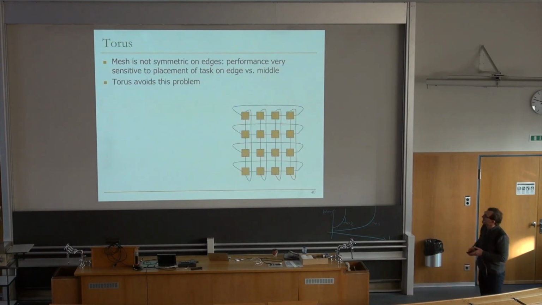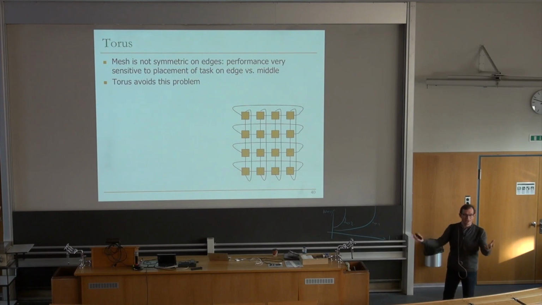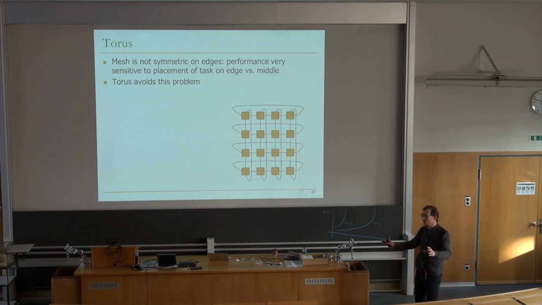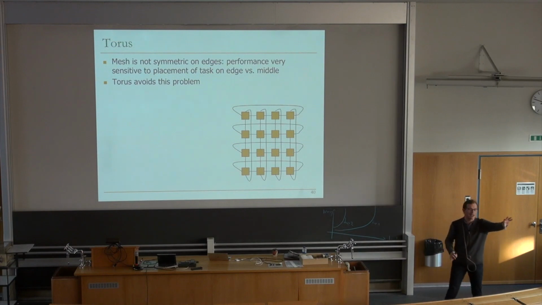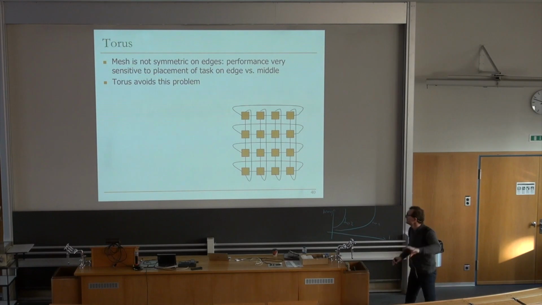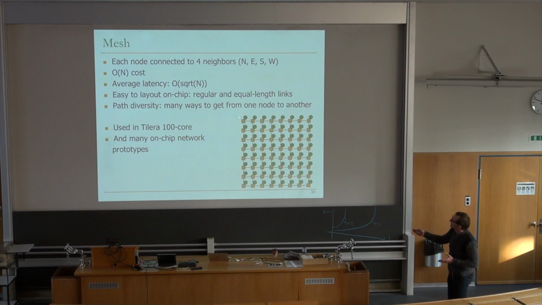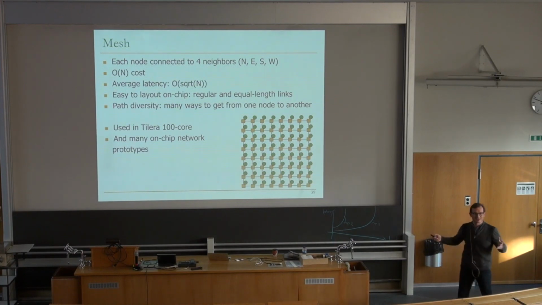Essentially, this is not a symmetric network. It's not symmetric on the edges. As a result, your performance is very sensitive to the placement of task, whether you place the task on the edge or in the middle. If you're in the middle, you can communicate a lot. If you're on the edge, and if your communication requirements are very high, too bad. Your bandwidth is very low. And you cannot exploit path diversity as well. So Torus avoids this problem. Torus essentially is a mesh that adds links like this. Basically, you connect the edge routers to each other like rings.